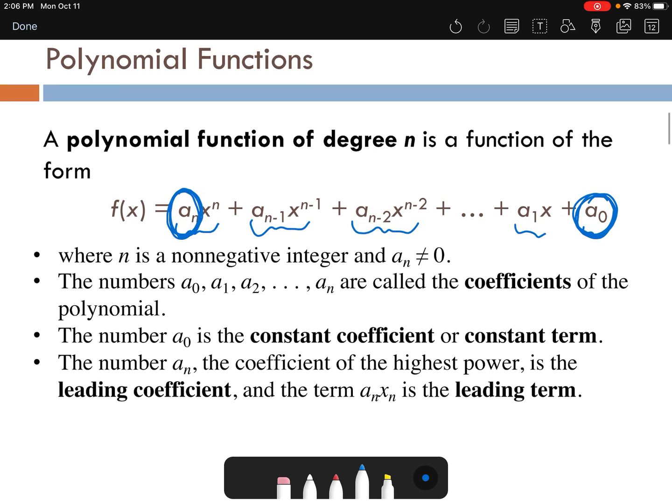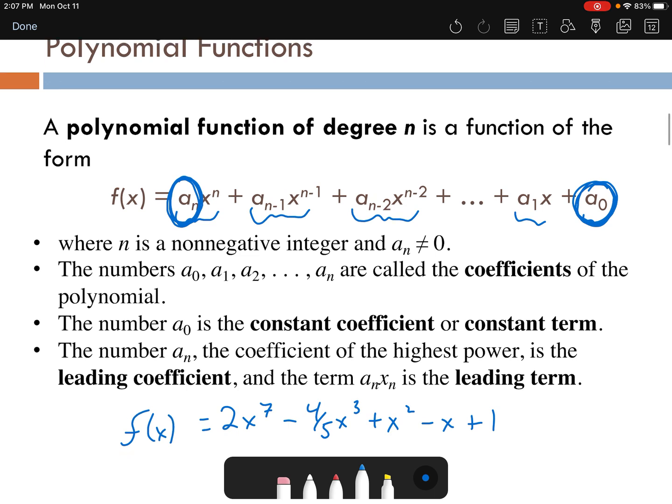So let me give you an example quick of what a polynomial might look like. Let's go 2x to the 7th minus 4/5 x cubed plus x squared minus x plus 1. Let's say f of x is that function. Now you're looking at this going, whoa. Well, this is called a 7th degree polynomial. The leading term is 2x to the 7th, and our leading coefficient would be 2. And the highest power is a 7th, so we call that a 7th degree.